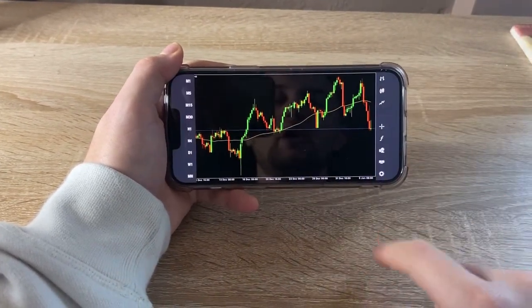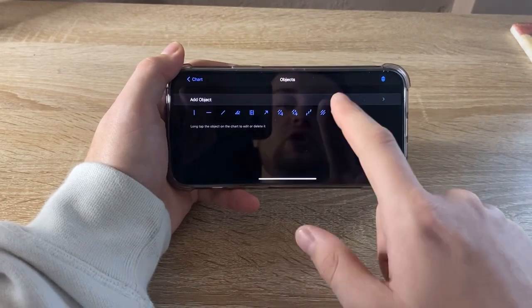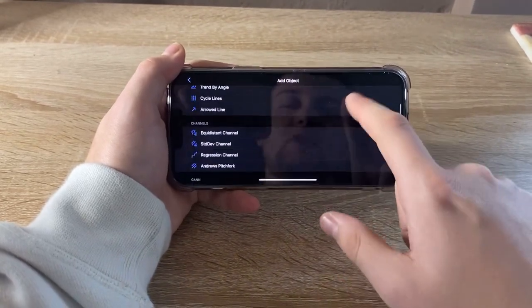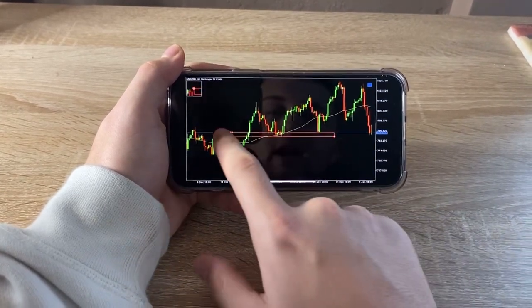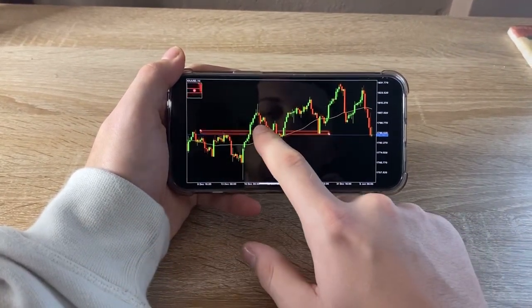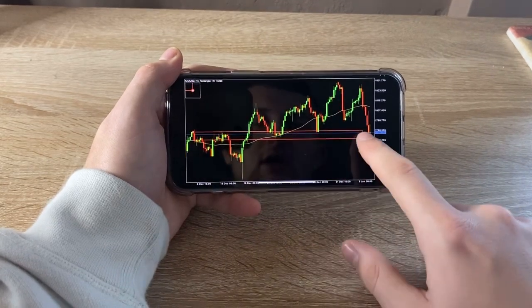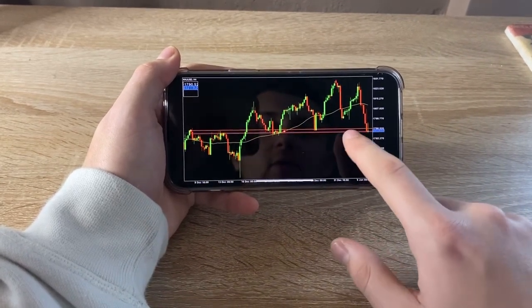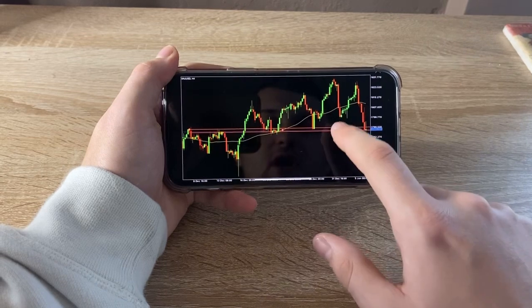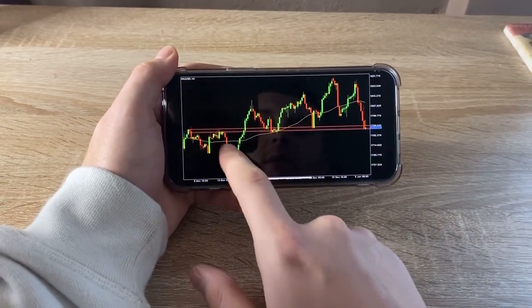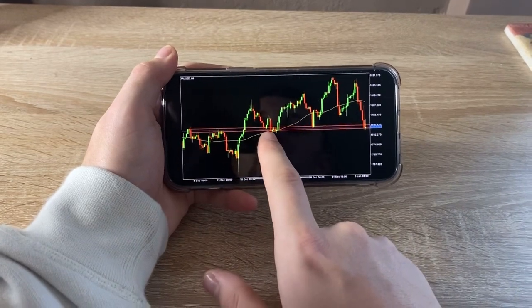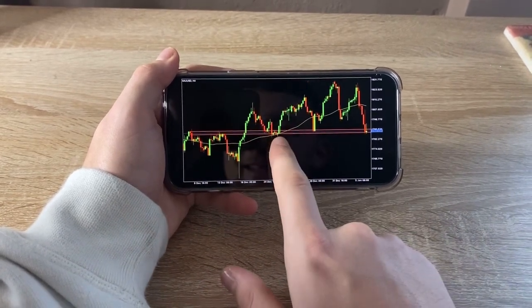So now what we want to do is draw on some zones, and all you've got to do for that is go into here, add object, and then scroll down until you find a rectangle, and then you can just add in your zones like that. And as you can see, right in there we have a nice zone for our area. So it's come up here, bounced, come up here, broken, retested the moving average and our support.